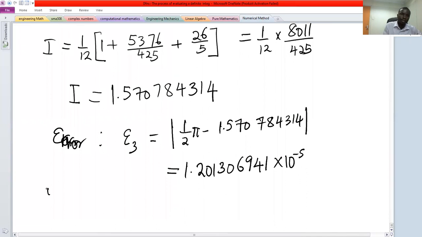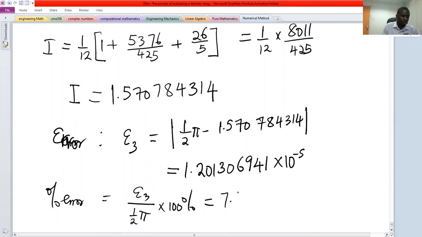And then percentage error is given by this error over the exact value times 100%. When you work it out, you get 7.647757513 times 10 to the power minus 4%.